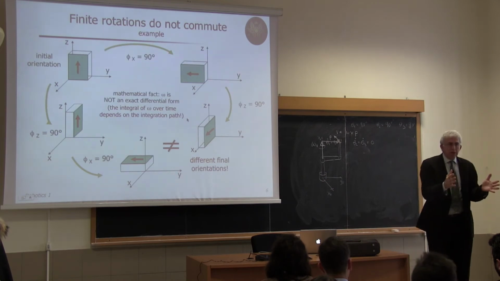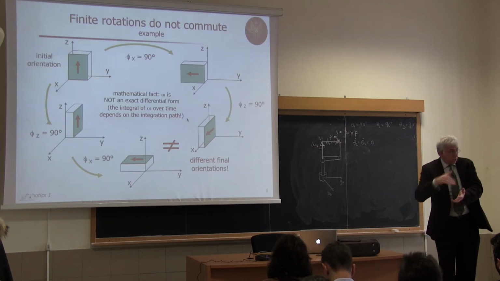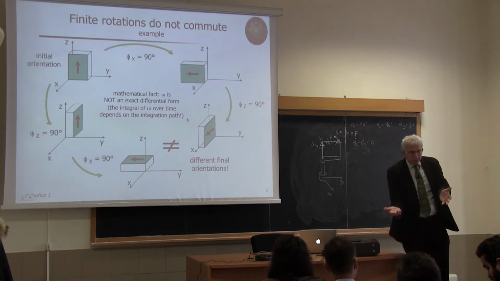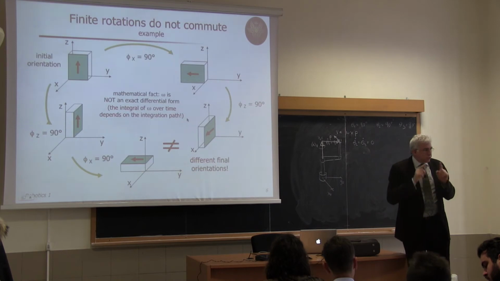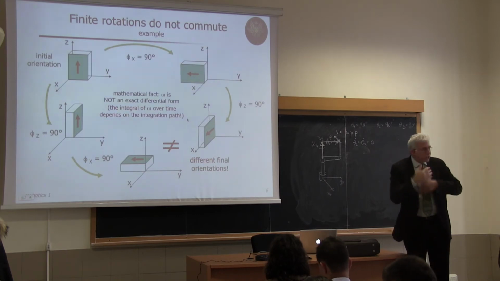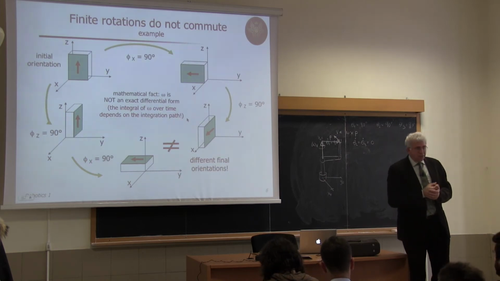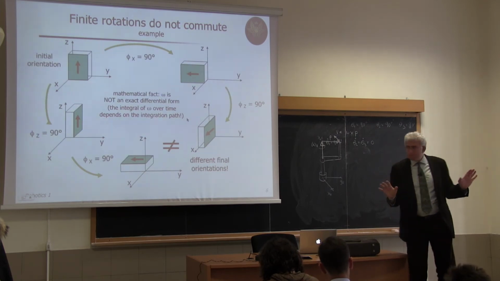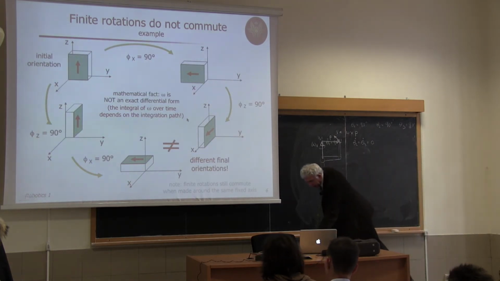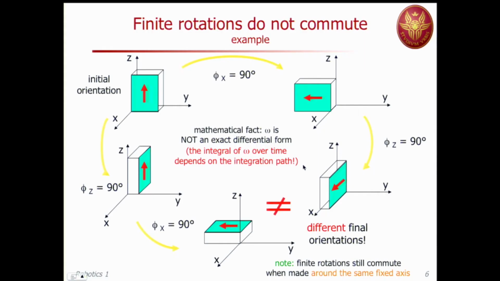So I'm starting with some orientation. I have some angular velocity history. If I integrate this history, I will get the final orientation. This is what I would expect. Well, this is true, but it depends on the path of integration, so on the sequence of how my vector omega changes over time. If it changes only around one axis, then no problem. Okay? So in general, finite rotations still commute when made around the same fixed axis, but otherwise this is the picture.